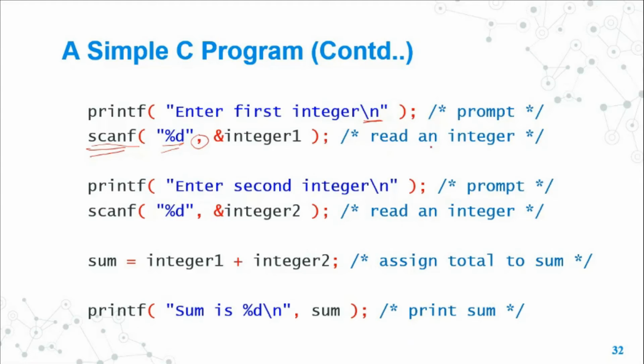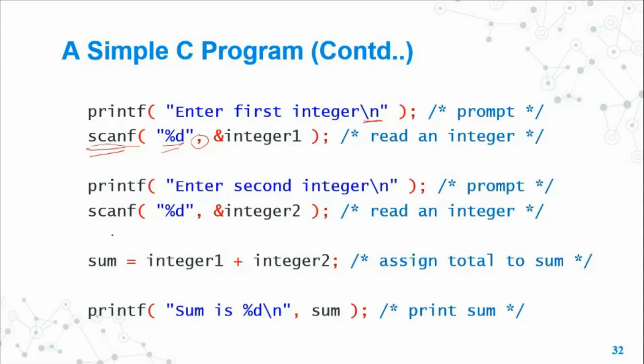Then finally, the comment: we are reading an integer. Even if we enter decimal values, that is floating point values, the program will read only the integer part of it. Then the second printf, "enter the second integer", is the prompt. Then scanf percentage d and ampersand integer 2, so the value is stored into the memory location assigned to the integer 2 variable. So it reads an integer.